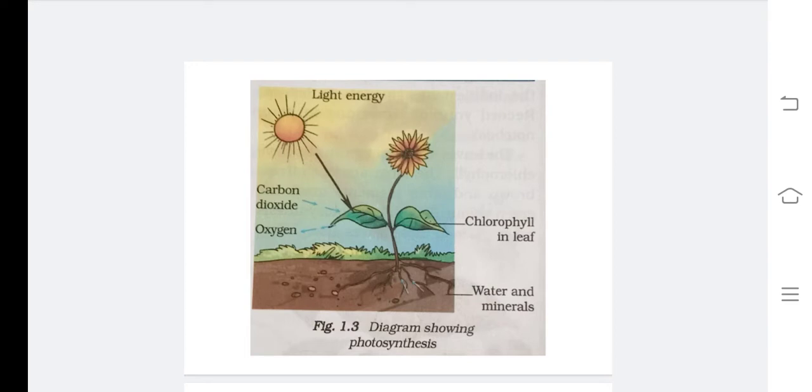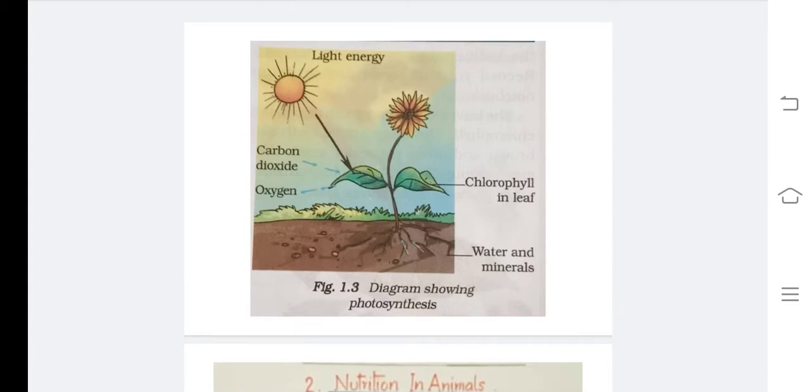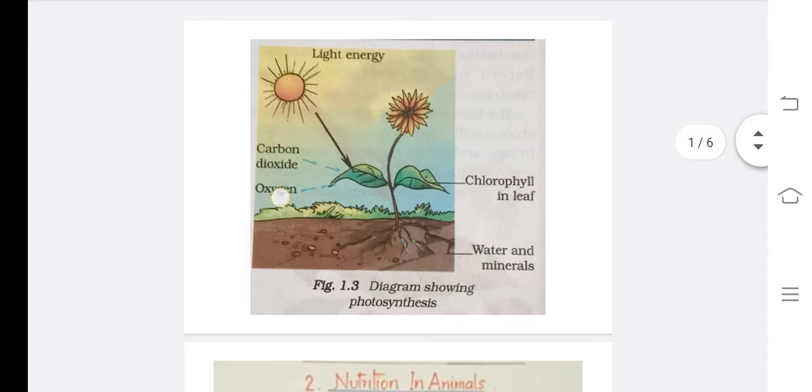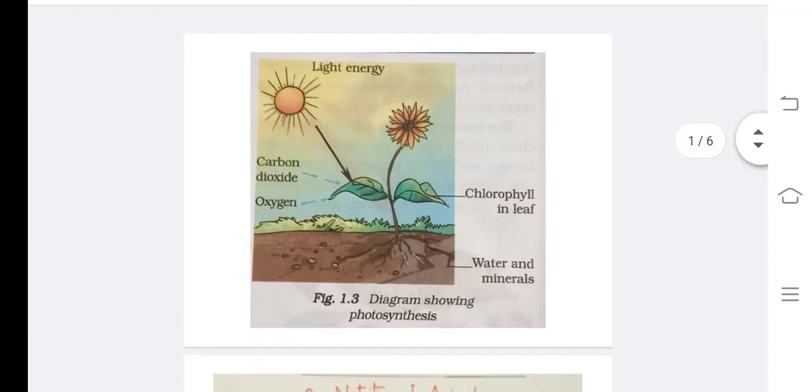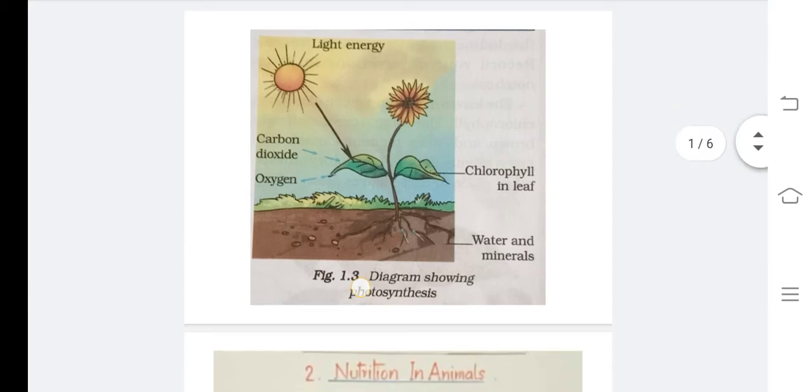In the previous session, we discussed nutrition in plants. Can you guess what diagram this is? Yes, right. This diagram represents the process of photosynthesis. What is photosynthesis? Preparation of food by using raw materials like carbon dioxide, water, sunlight, and chlorophyll. Right? This process is called photosynthesis.